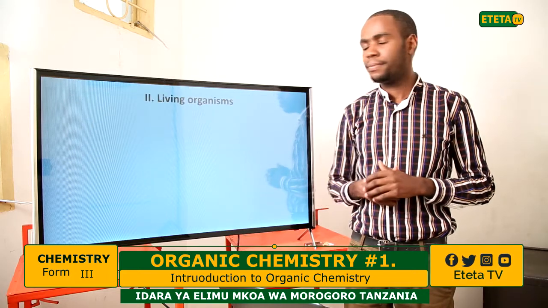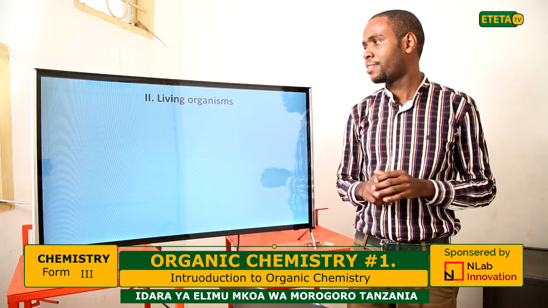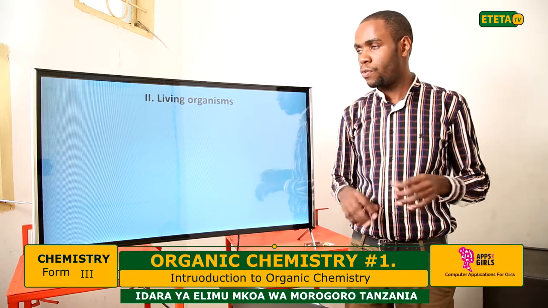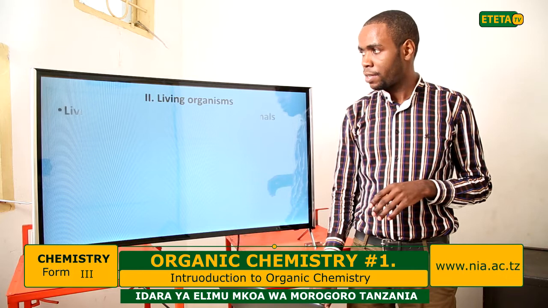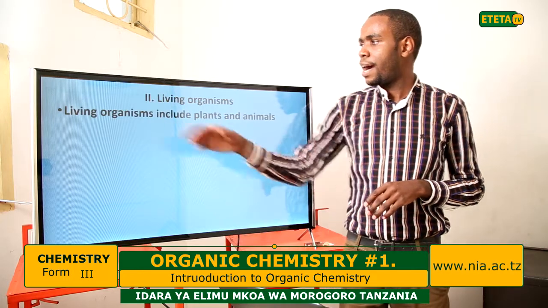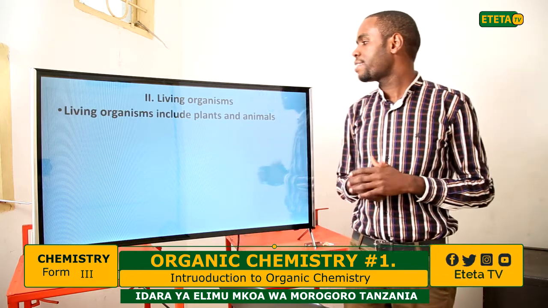Now, living organisms are the second source of organic compounds. Living organisms include plants and animals.